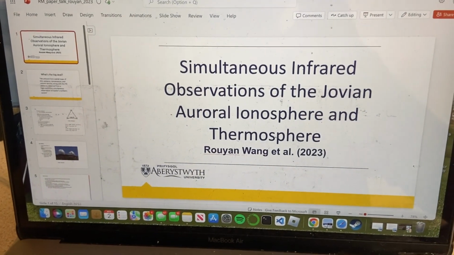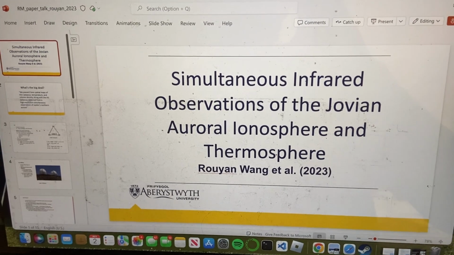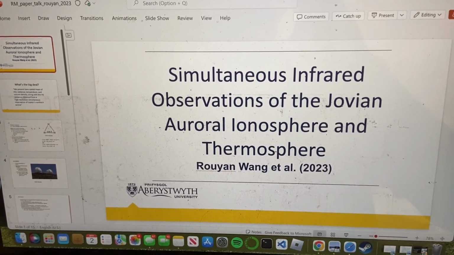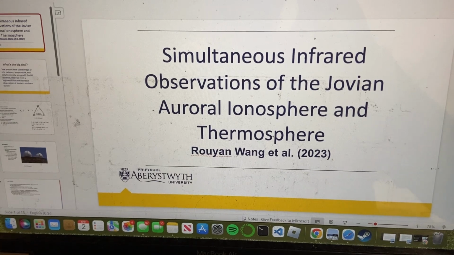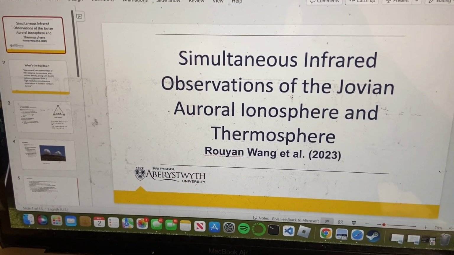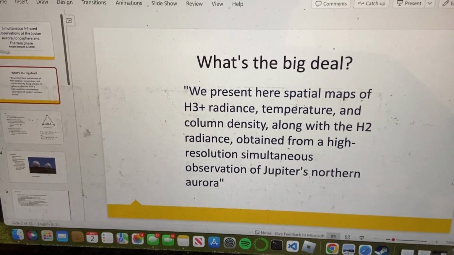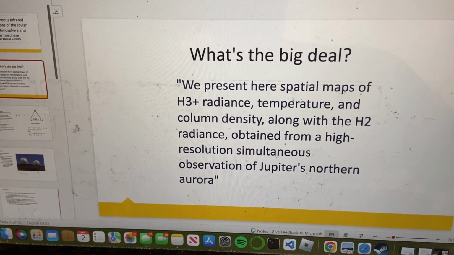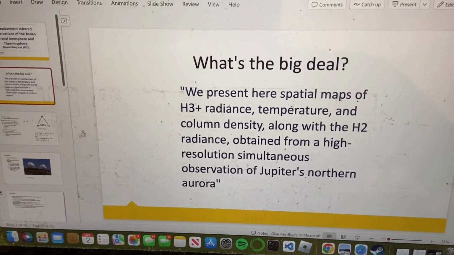Alright, so for those of you curious, here's the paper that I will be presenting. Simultaneous infrared observations of the Jovian auroral ionosphere and thermosphere. That's the name of this paper by Ruoyan Wang et al. in 2023, if you want to go ahead and read it for yourself. So I'm going to start with the big picture: here's what they do. Present spatial maps of H3+ radiance, temperature, and column density along with H2.